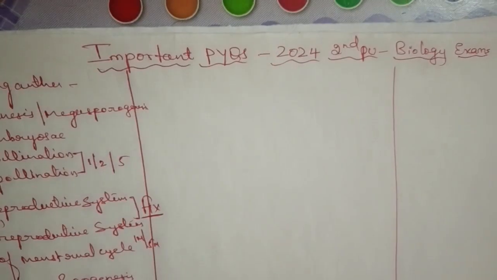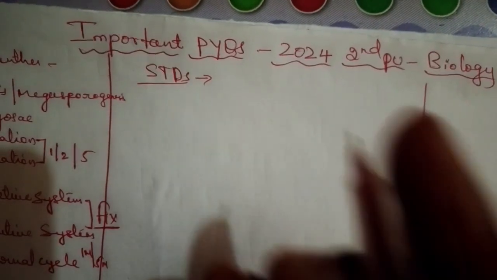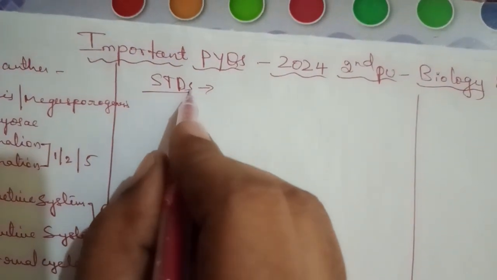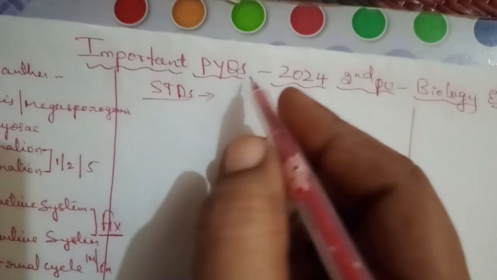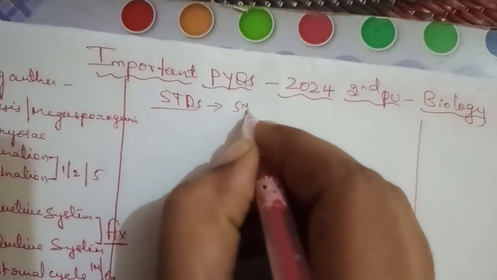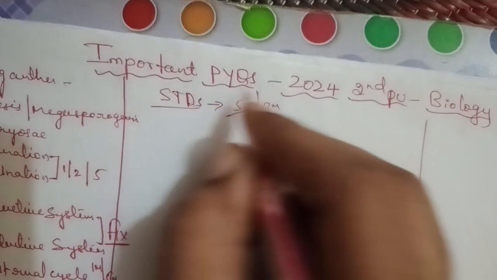Followed by MTP, in the same chapter you are getting STD. STD stands for sexually transmitted diseases. In the STDs you again get the definition, the organisms that cause sexually transmitted diseases, control, and prevention. All these can be asked for 5 marks, or either 3 or 2 marks.